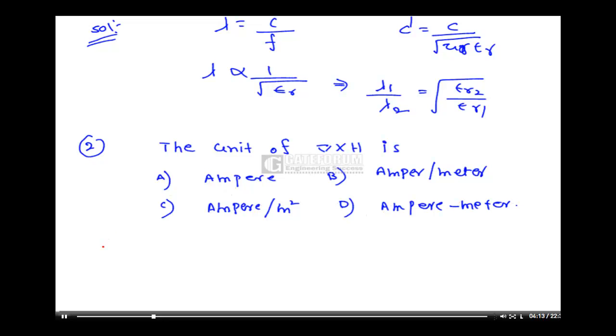This is very simple. We know that del cross H is equal to J in free space, or J plus dou D by dt, where J is the current density and dou D by dt is the displacement current density. So what is the unit of current density? Current density unit is ampere per meter square. So the unit of del cross H is also ampere per meter square. So option C is correct.